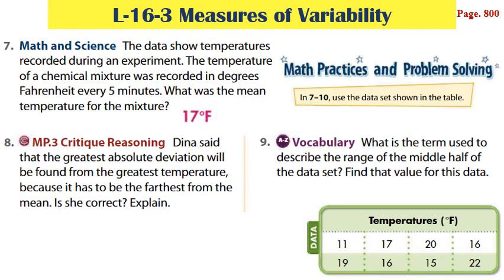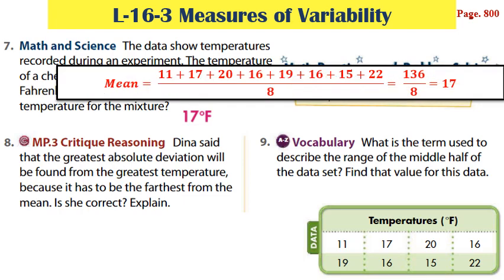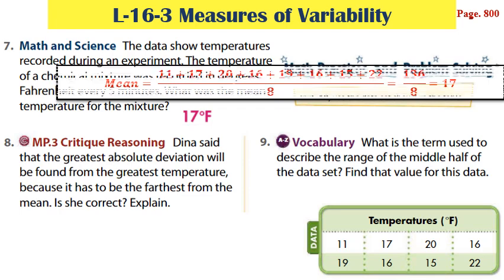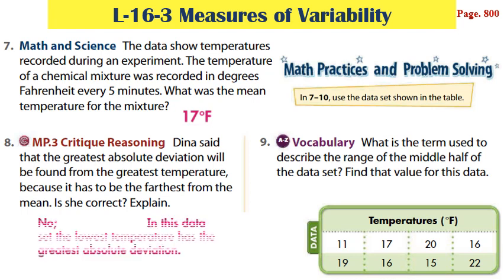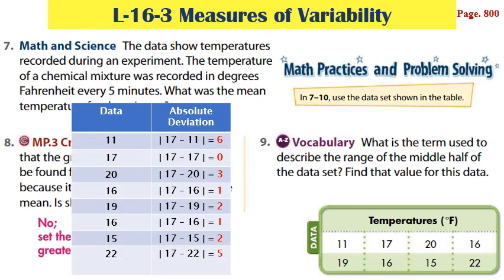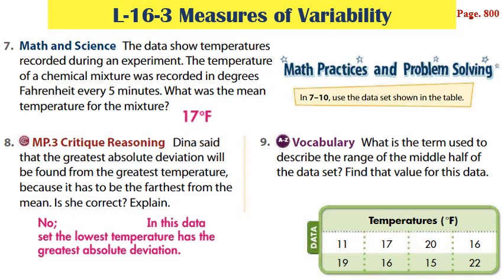Number 8. Dina said that the greatest absolute deviation will be found from the greatest temperature, because it has to be the farthest from the mean. Is she correct? Explain. Great. No, in this data set the lowest temperature has the greatest absolute deviation. Dear students, is it clear from the table that we prepared now? Good.